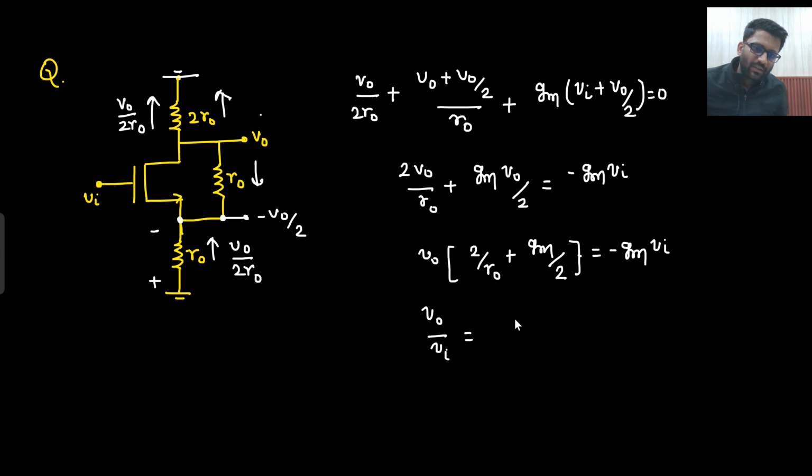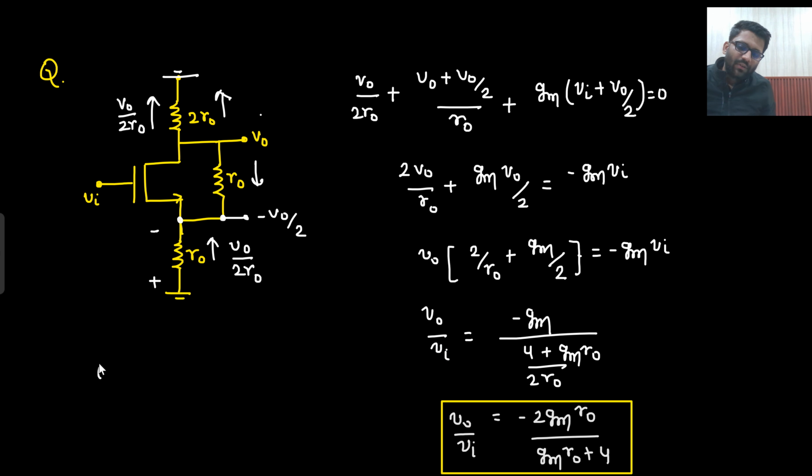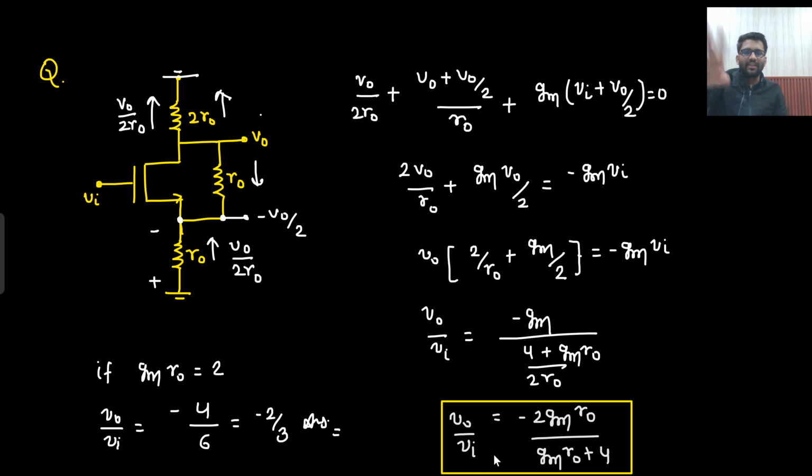So what is V0 by V in? Minus GM upon, 2R0 is already there, that is 4 plus GM R0. So what we are getting? Minus 2 GM R0 upon GM R0 plus 4. This is the answer. In the examination they can give you the value of GM R0. Like they can say that if GM R0 is equals to 2, then what will be your V0 by V in? These kinds of questions they can ask. So if GM R0 is equals to 2, then the answer would be minus 4 divided by 6, that would be minus 2 by 3. So this will be the answer. Okay, let me check the calculation because this was a bigger calculation.